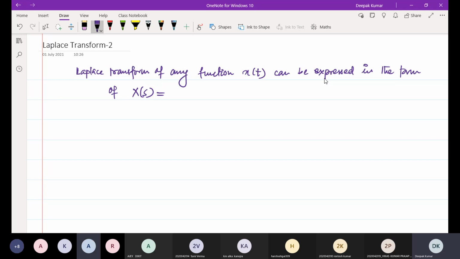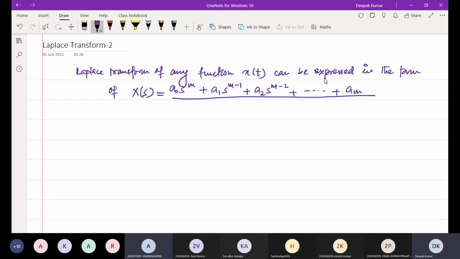For example, you can say a naught s to the power m plus a1 s to the power m minus 1 plus a2 s to the power m minus 2 and so on up to am is a polynomial in s. Another, the denominator polynomial, b0 s to the power n plus b1 s to the power n minus 1.